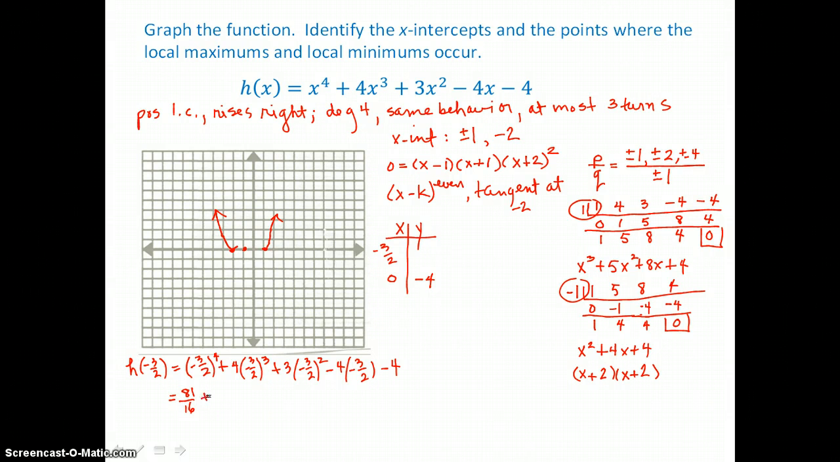And second product is going to be 4 times -3/2 cubed is -27/8. And my third term is 3 times -3/2 squared, which is going to be 9/4. And -4 times -3/2 is going to be a +12/2 minus 4. Now to add, I'm going to need a common denominator, and my common denominator is going to be 16. So I want to write all these fractions as 16ths.